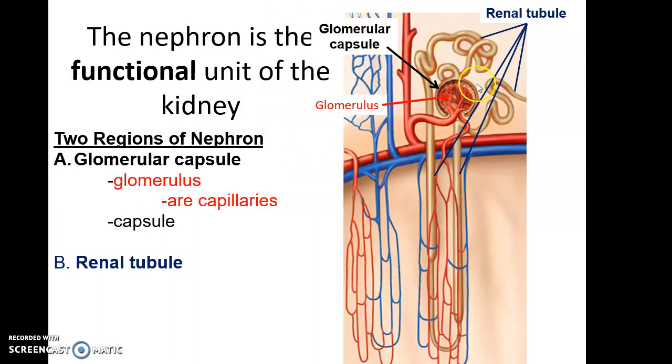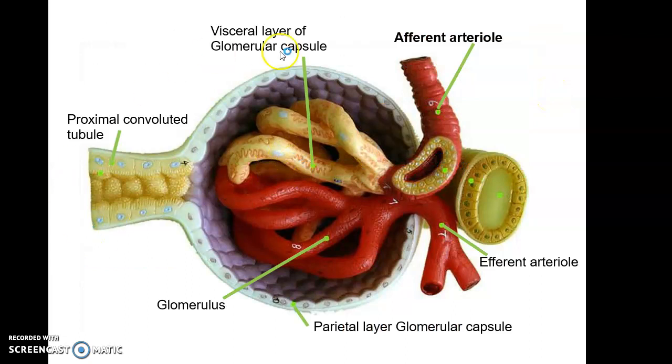The spheroid portion is called the glomerular capsule, and within the glomerular capsule is where we find the glomerulus, that important capillary bed. Then the tube coming out of the glomerular capsule, that full length of that tube, is referred to as the renal tubule. Here's a close-up of the glomerular capsule.